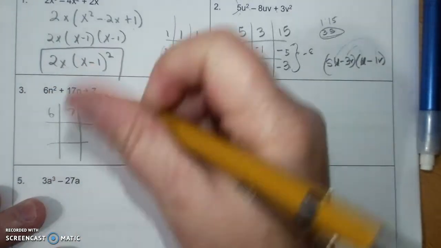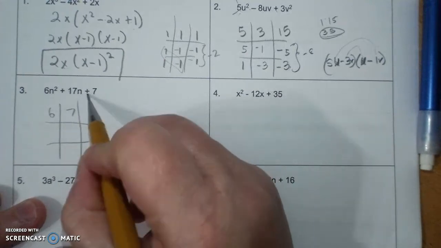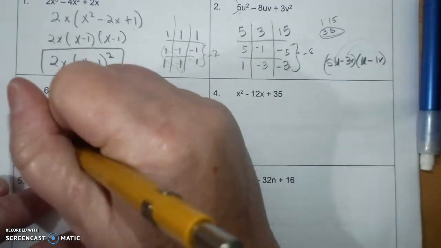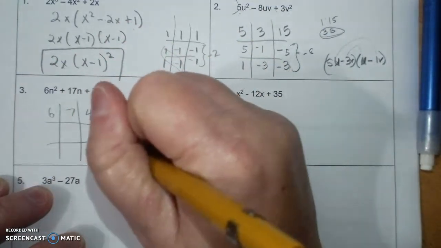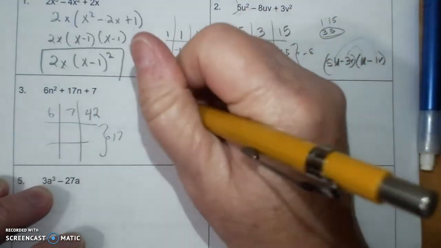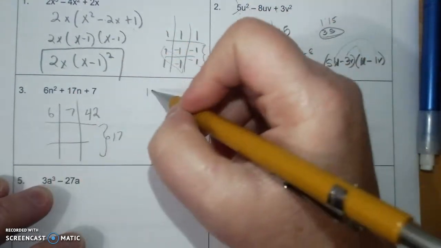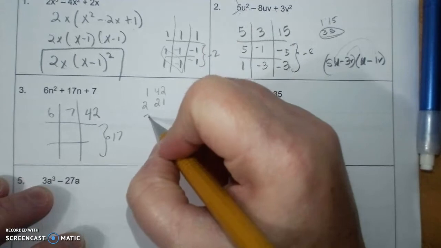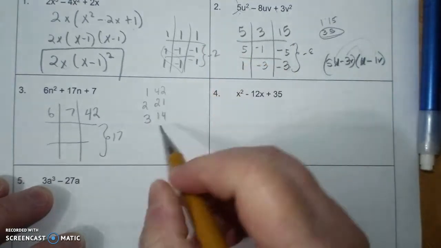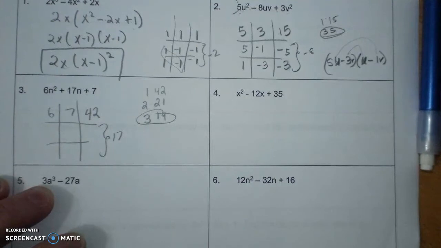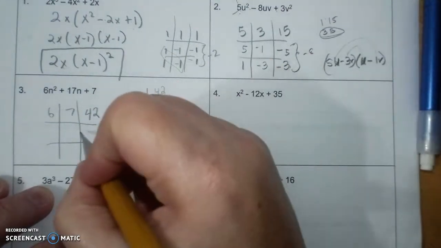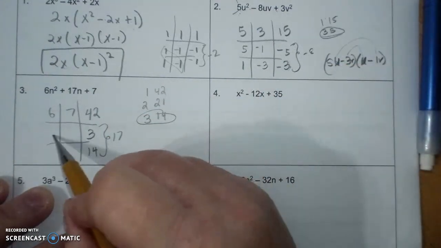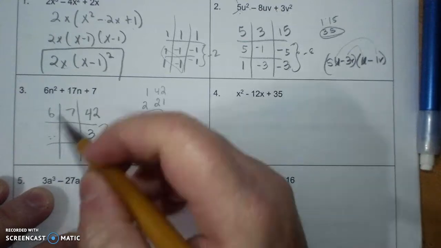6 and 7, there's nothing that comes out because 17 is prime and 7 is prime. And 6 times 7 is 42. And I want to get 17. And it's 1, and I'm adding. It's 1 and 42, 2 and 21, 3 and 14, and there's my 17. So it's a 3 here and a 14 here. The 3 goes with the 6.